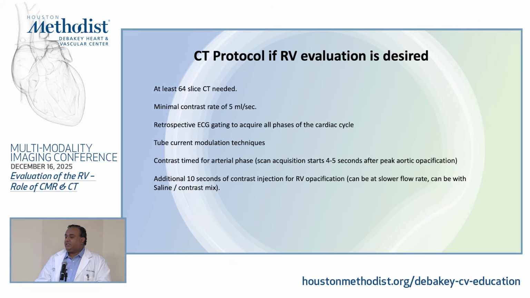The contrast is typically timed for the arterial phase because a lot of these scans are being done for TAVR or for coronary arteries. As you know, that scan acquisition means that scan's going to start 4 to 5 seconds after peak aortic opacification. But for the RV to be visible, especially the endocardial borders to be clearly visible, you have to run the contrast longer. So we run it typically for an additional 10 seconds. Sometimes we'll do a chaser, which is a mixture half and half of the saline and contrast. So if you know ahead of time, in a lot of congenital cases, that we are going to look at the RV as well, you have to go over the protocol with the tech so they run contrast for a longer period of time.